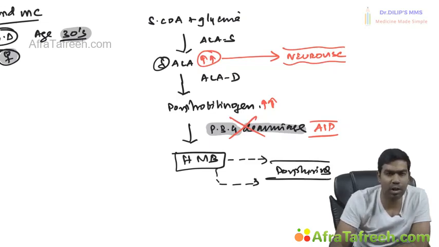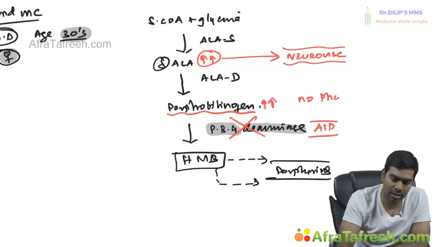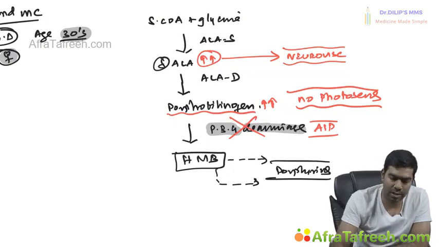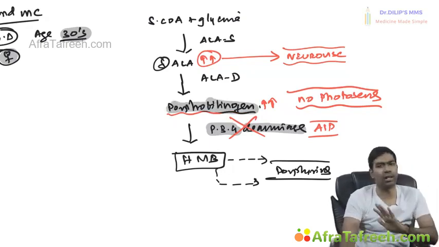Your porphobilinogen cannot form porphyrin based compounds. This porphobilinogen cannot form any porphyrin based compounds. That is the reason this is one of the crucial things to understand: there is no photosensitivity in case of acute intermittent porphyria. There is no photosensitivity because this porphobilinogen cannot be transformed into any of the cyclical porphyrins. Impossible. Only from HMB can you form cyclical porphyrins.